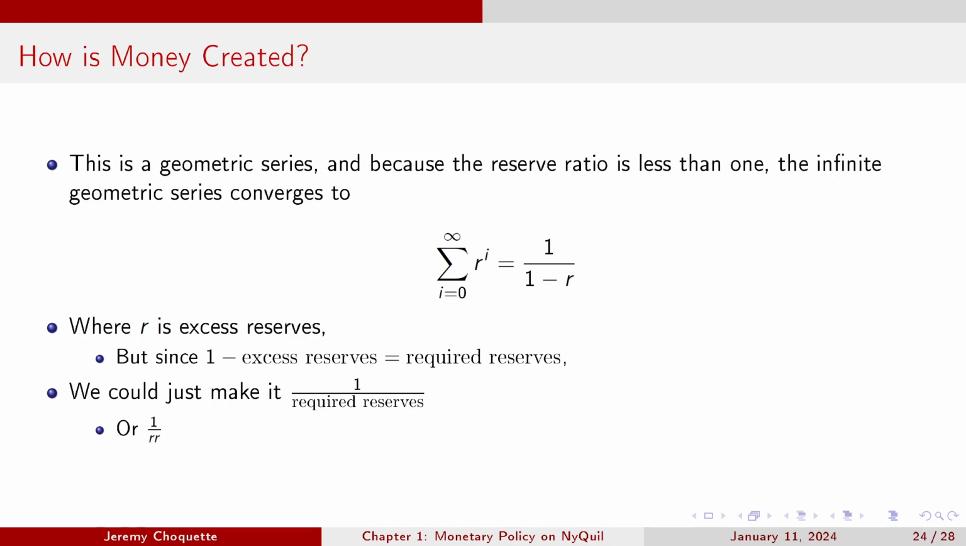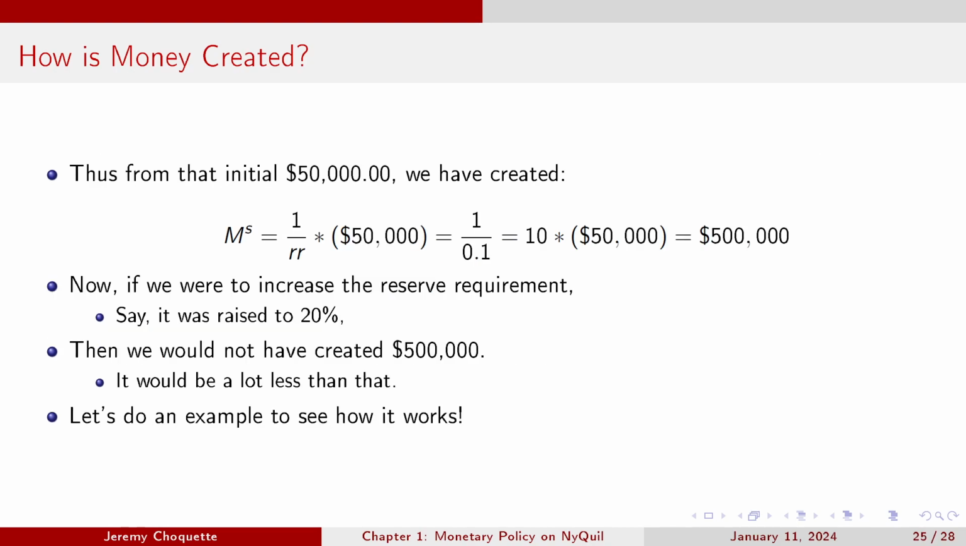And because the reserve ratio is less than 1, it is guaranteed to converge to a finite number, which gives us 1 over 1 minus r, where r is the excess reserves. But since 1 minus excess reserves equals required reserves, we could just make it 1 over required reserves. Thus, from that initial $50,000 deposit, we end up creating an additional $500,000.